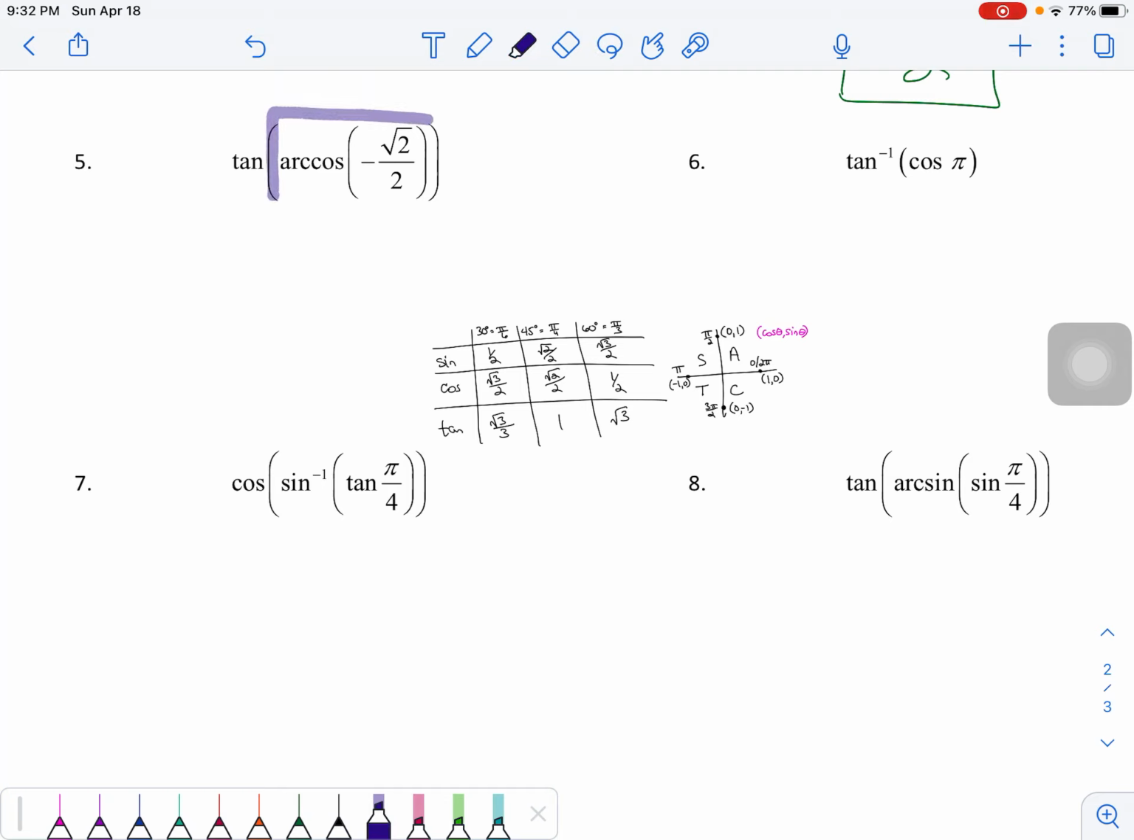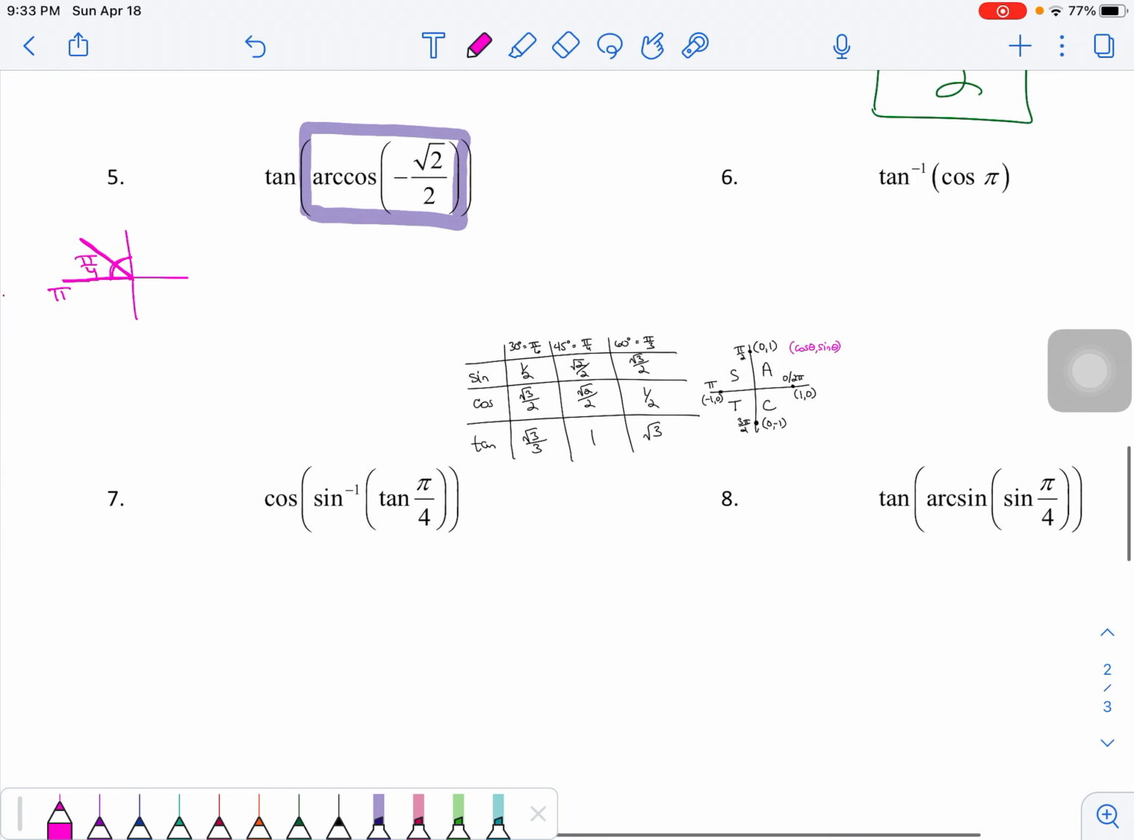All right, so let's start dealing with problem number 5. I want the arc cosine of negative root 2 over 2. I have to be careful here. Because it's negative root 2 over 2 and I'm dealing with cosine, my value is going to be somewhere over here in quadrant 2. So I'm going to find the inverse cosine of root 2 over 2, which is pi over 4. Now I need to be pi over 4 off of the x-axis here.